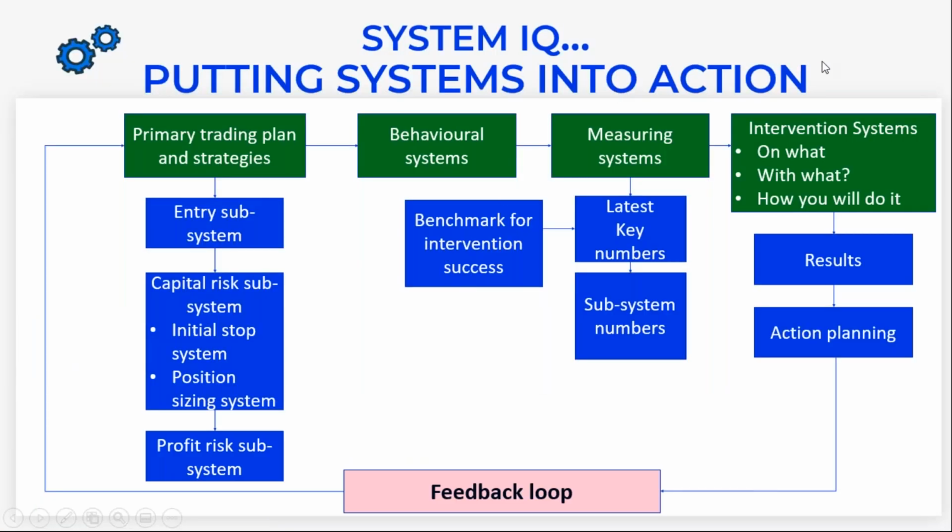Okay, so let's assume you've developed 1 or 2 or even 3 strategies that you've started to test out and trade. You've got your exit systems in place. You've got your entry subsystem, your capital risk subsystem with your initial stop and your position sizing, and your profit risk, which will be your profit target and your trail stop. Let's assume you've got all that in place. Let's assume you're following these, and then we've got our measuring systems or our journal, where we're recording what we've got, what we did, what our results were, with our consistent trading religiously, our trading plan approach.